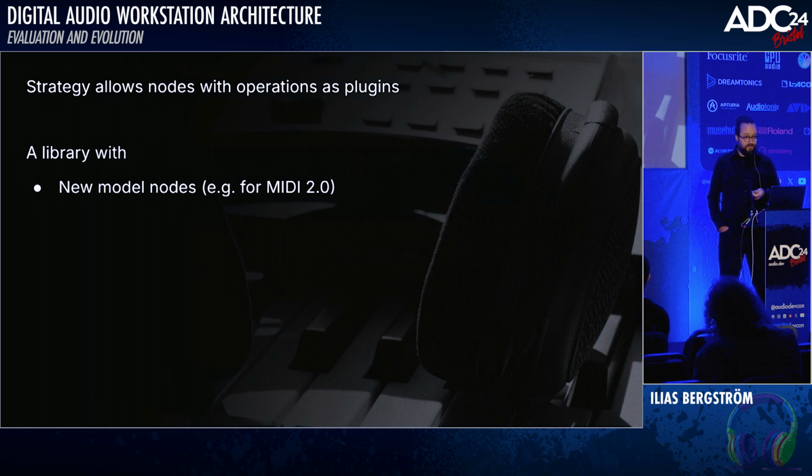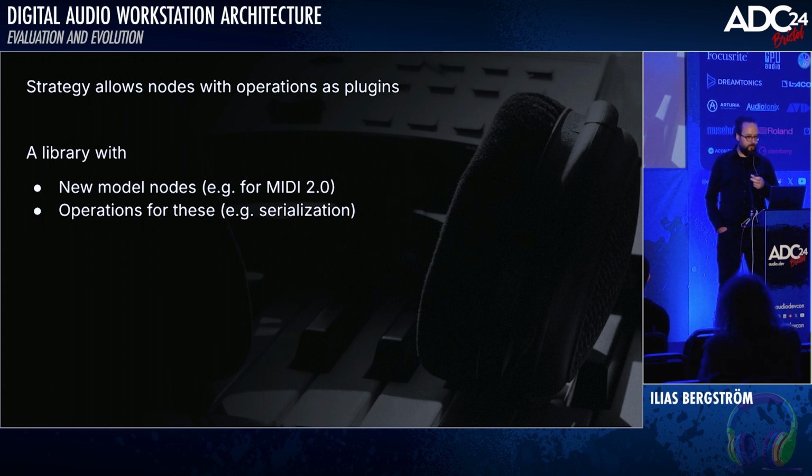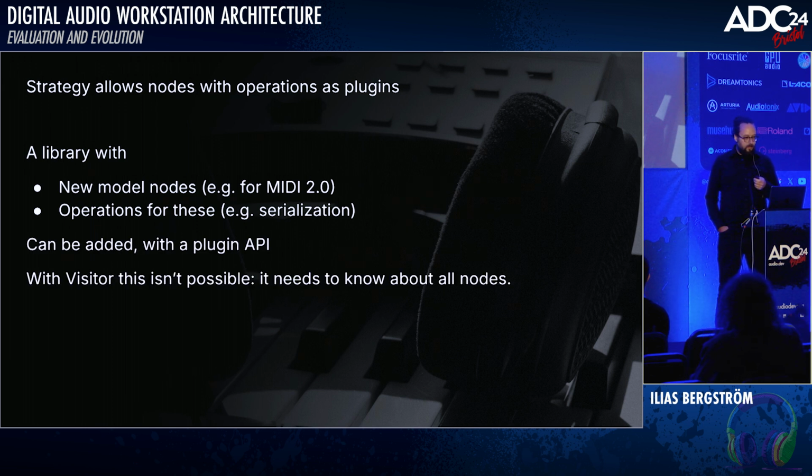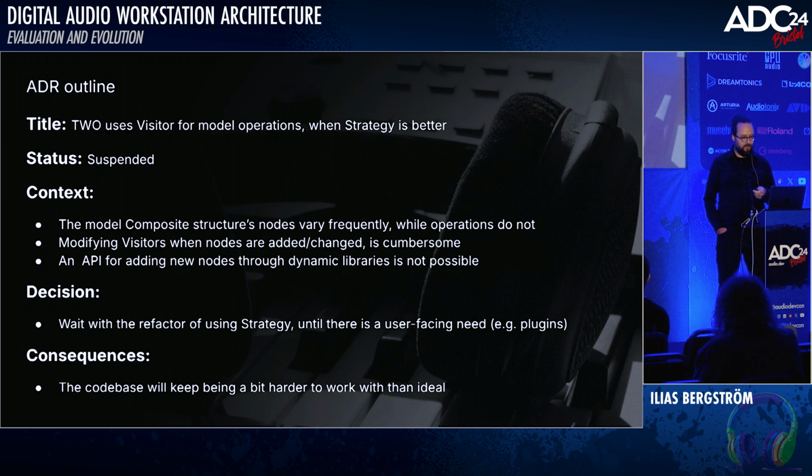So if I had used strategy, I could have easily made little plugins for Two with new model nodes, for example, for MIDI 2.0, and the operations on these, like serialization, would also reside inside of the plugin. With visitor, that is impossible because it needs to know about the existence of all nodes. It's not, in that sense, extendable. And in this case, for now, I've chosen not to refactor Two to use strategy yet, but I know I'll need to, so I've suspended that work.